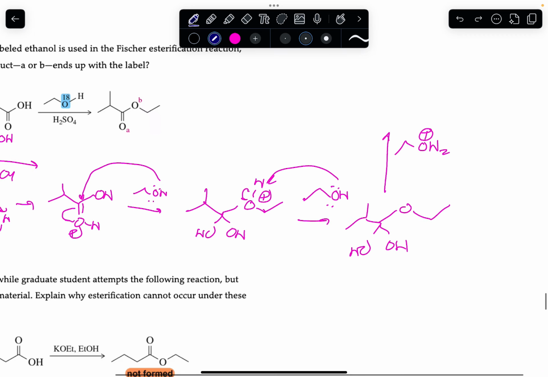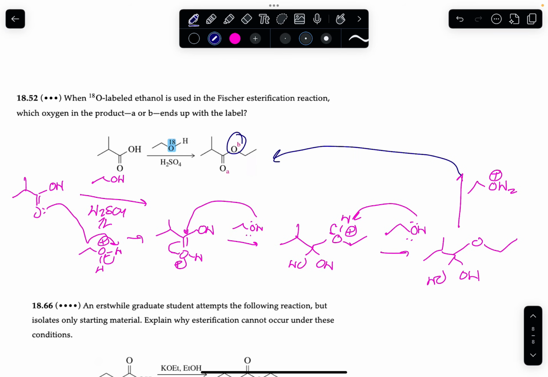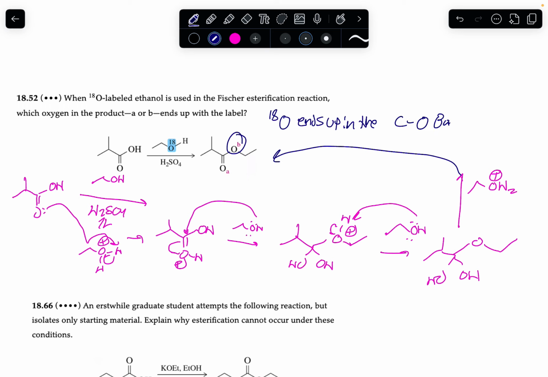So what we're going to end up doing is we're just going to end up kicking one of these out as a leaving group, while this other one just gets deprotonated to lose its H. So really, this is going to be B. So 18O, that's a radiolabeled oxygen that's unique, ends up in the C to O bond of the ester. Like that. So it's going to be B.